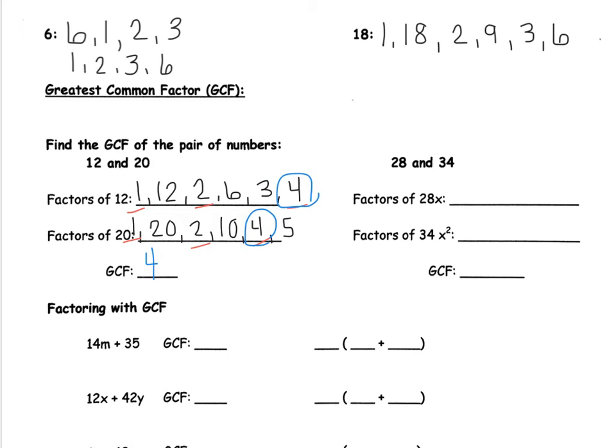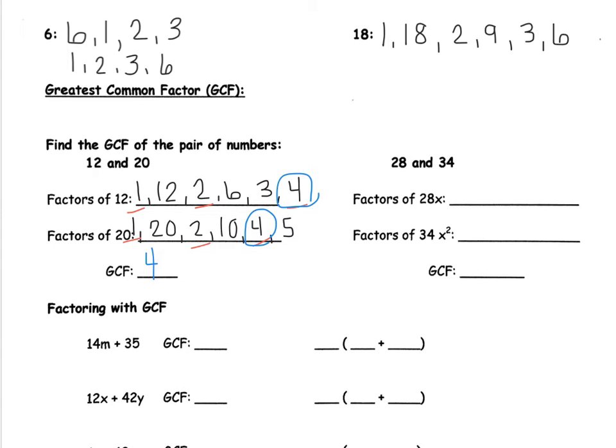Now this would be a great time to list them in order from smallest to largest, but I don't have a lot of room on here. Let's move on to the next example. What is the greatest common factor of 28 and 34?